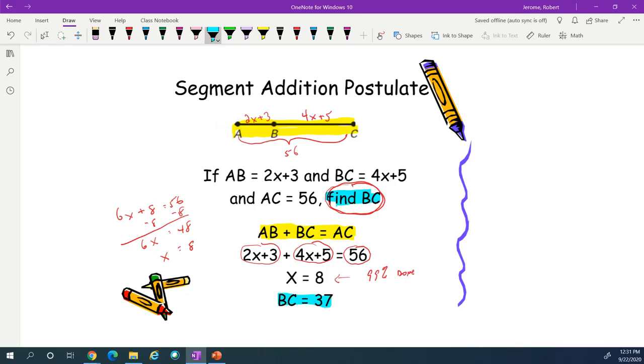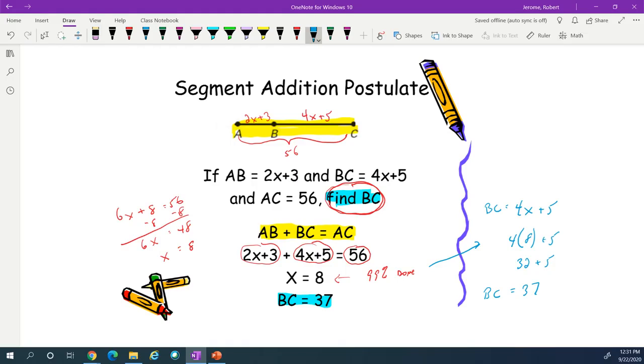Well, how am I going to get BC? I'm going to substitute. BC in the question is 4x plus 5. Well, I know x now. So that's 4 times 8 plus 5, 32 plus 5. BC equals 37.